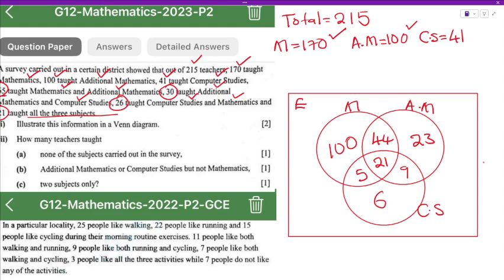Okay, so let us confirm something here. Let us check these regions. Let me try to confirm. We've confirmed that the set for math is correct.